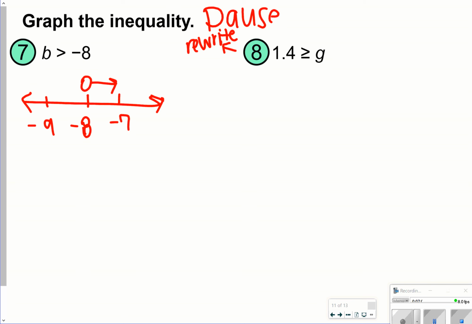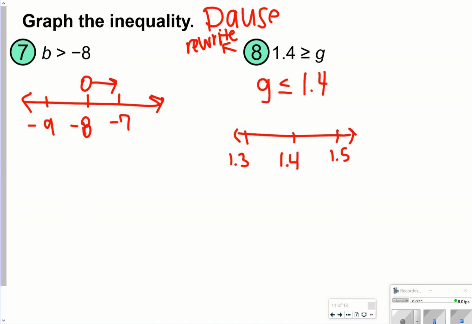For number 8, you do want to rewrite this, so g is less than or equal to 1.4. So on your number line, you can have 1.4, and then 1.3 to the left, and 1.5 to the right. This one is less than or equal to, so we'll have a closed circle, and we'll point to everything that is less than 1.4.